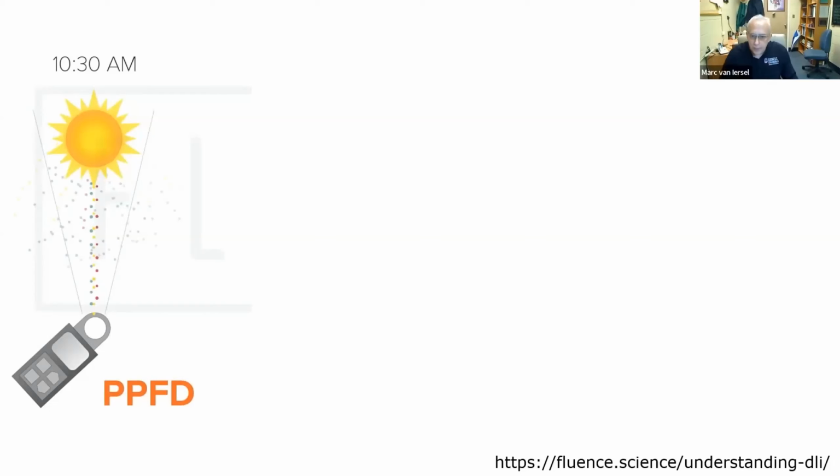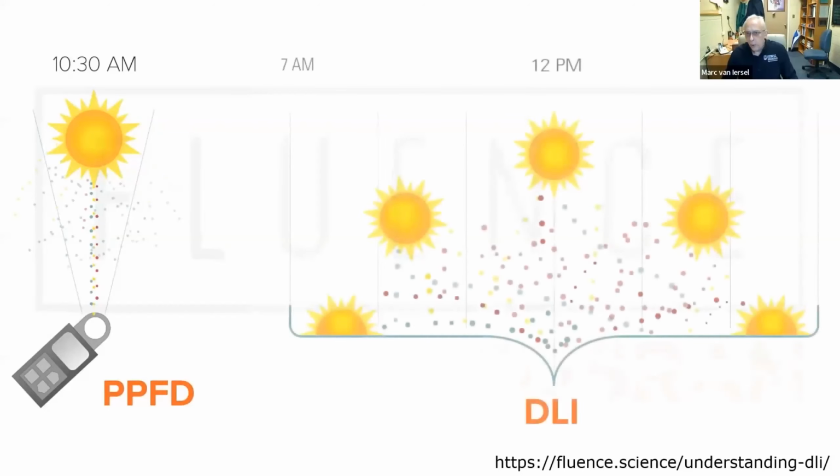And then if you have a sensor that is connected to some kind of a data collection system, you can measure the PPFD over the course of an entire day, and then hopefully you have a system that can integrate all of these measurements that you get throughout the day. And if you add all of those up together, you get the daily light integral.